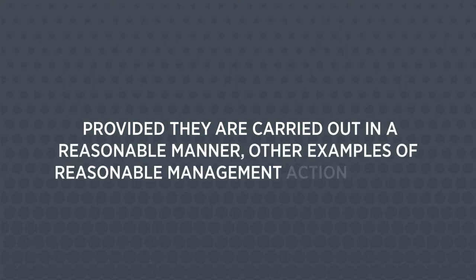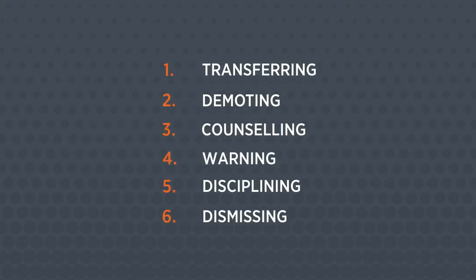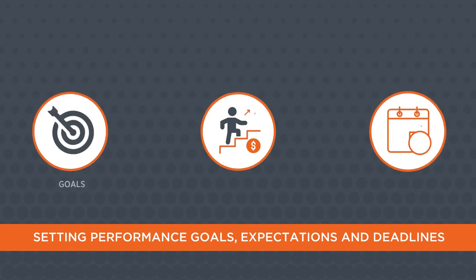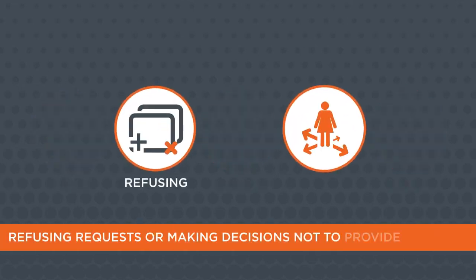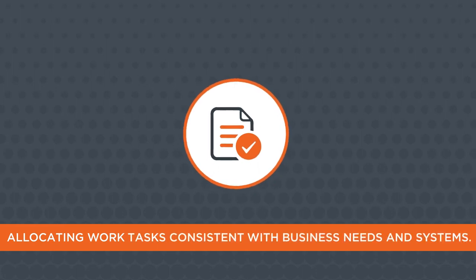Provided they are carried out in a reasonable manner, other examples of reasonable management action include transferring, for example, to another role or department, demoting, counselling, warning, disciplining, or dismissing an employee, setting performance goals, expectations and deadlines, refusing requests or making decisions not to provide a benefit, issuing work directions and orders, and allocating work tasks consistent with business needs and systems.